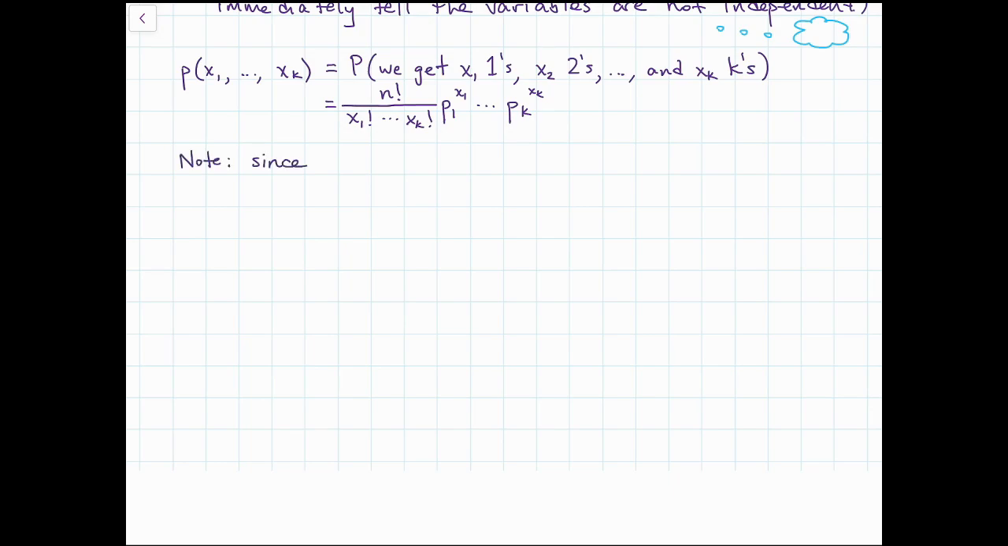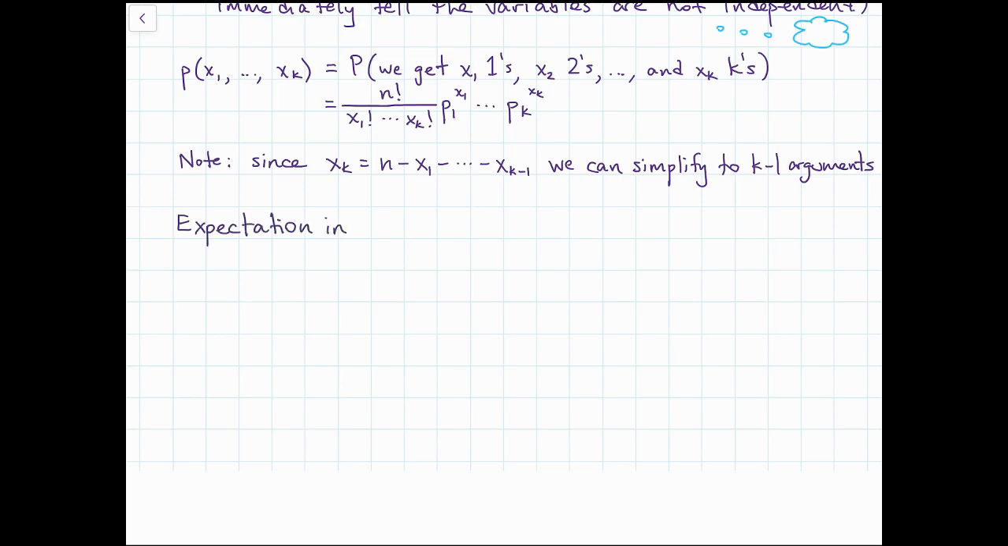But actually, since we know that the variables sum up to n, we could express xk as n minus the other xi's and just simplify to having k minus 1 arguments. And that's sometimes useful to do. We'll play around a lot with the multinomial distribution actually in the tutorial coming up on Wednesday. So you'll have lots of chances to work and play around with this distribution.